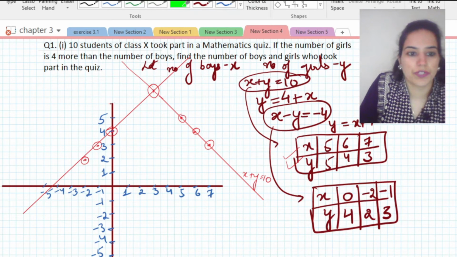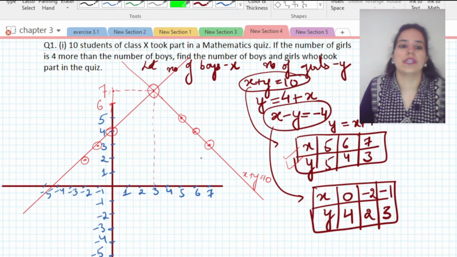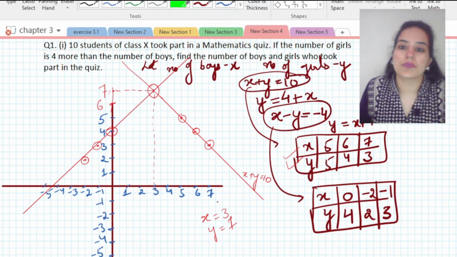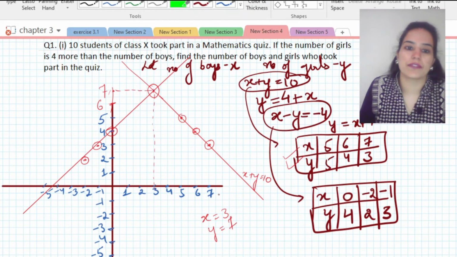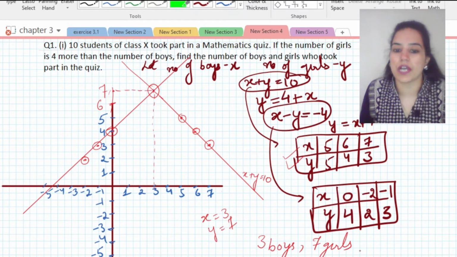I'll have to measure what point this is. This is 6 and this is 7, right? So this is 7 here. And if we put it down there, this is 3, right? So your solution is x is equal to 3 and y is equal to 7. Now see what did you decide for x and y? x was the boys. So there are 3 boys and there are 7 girls, and that's your answer.